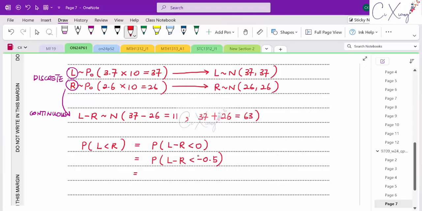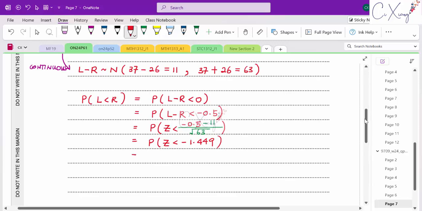Okay, so after you apply the continuity correction, then only you start to find the value of z. So how are you going to find the value of z? You take the value minus the mean, so minus 11, divided by the standard deviation, so divided by square root 63. Then you get the value of z correct to 3 decimal places. So you should have negative 1.449 correct to 3 decimal places.